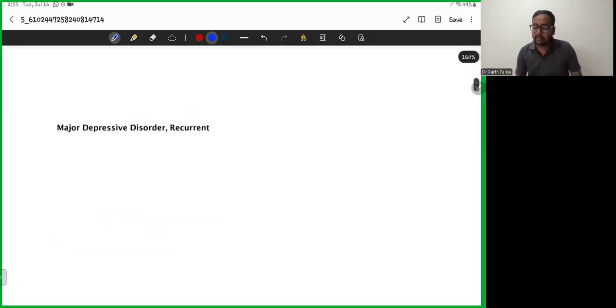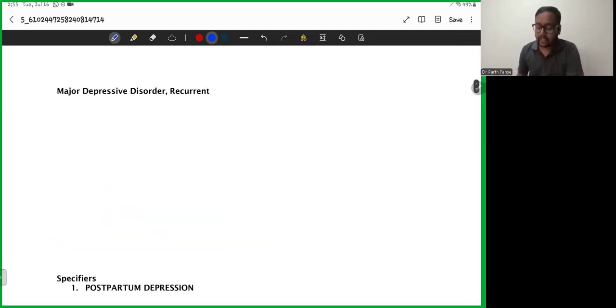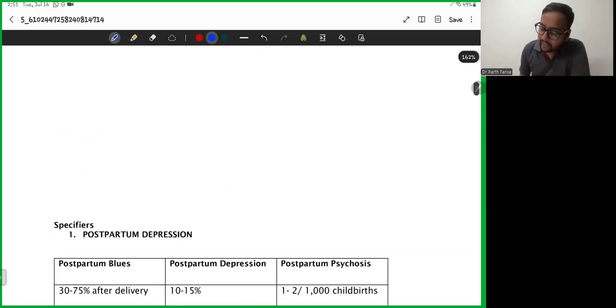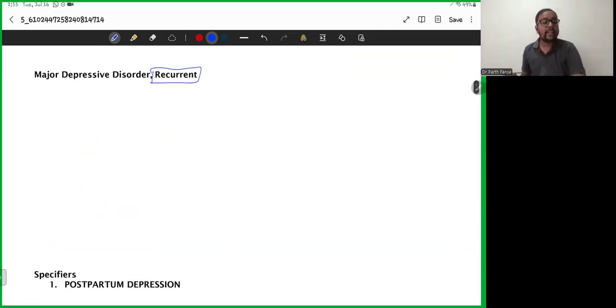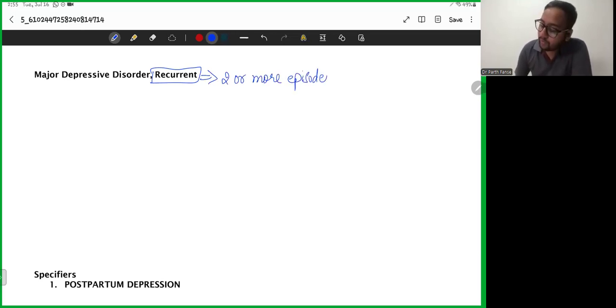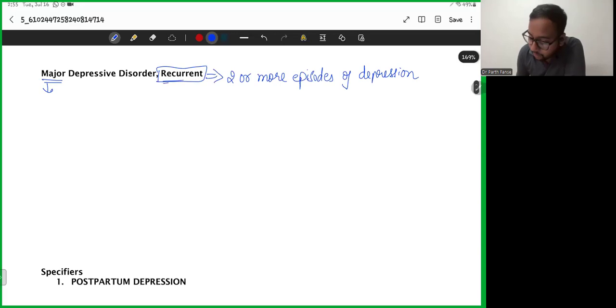Moving to the next part, that is major depressive disorder, recurrent. When the attack recurs again and again, we call it recurrent depressive disorder. We can call it recurrent when there are two or more episodes of depression. When there are two or more episodes of depression, it is called recurrent depressive disorder.